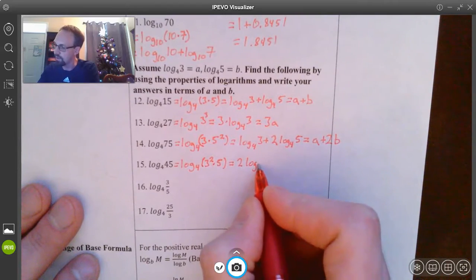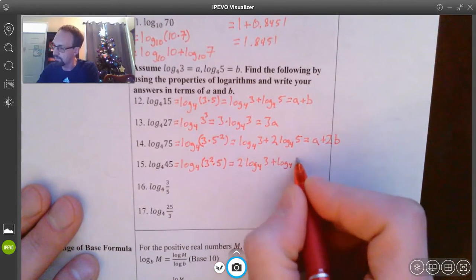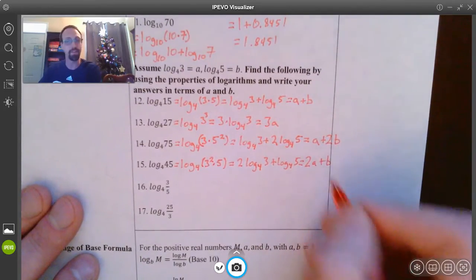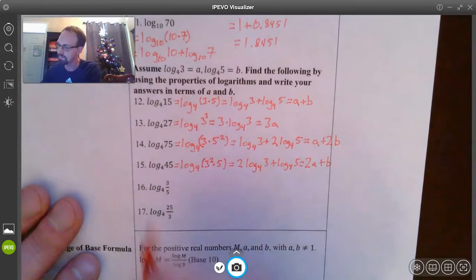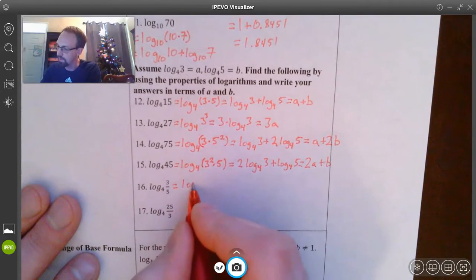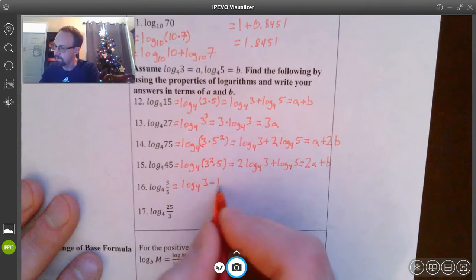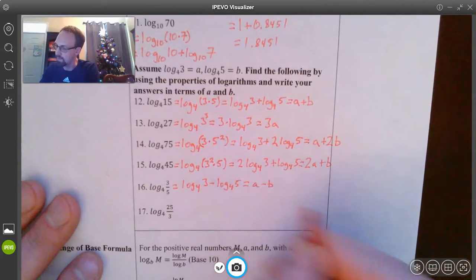So I have 2 times log base 4 of 3 plus log base 4 of 5. So this is going to be 2A plus B. Notice that these are very similar. They're very close to one another with these values. This one, log base 4 of 3 minus log base 4 of 5, is just going to be A minus B.